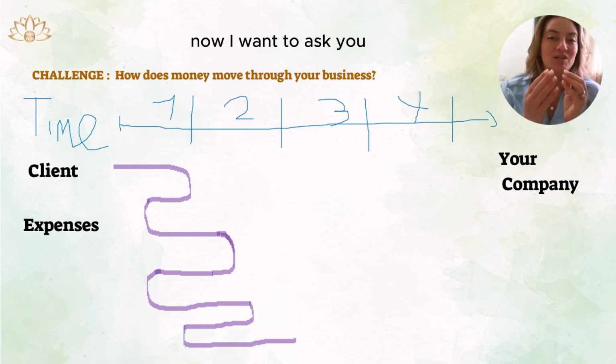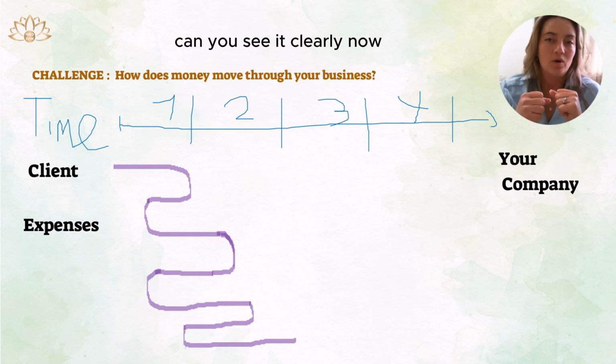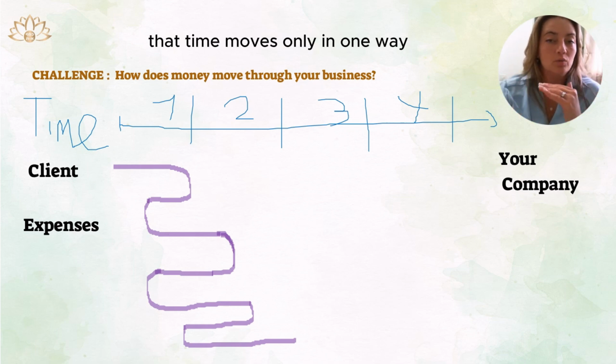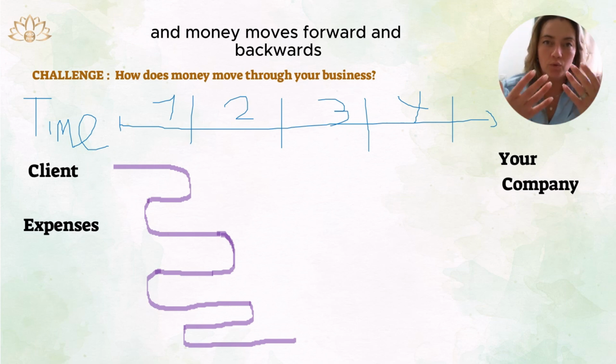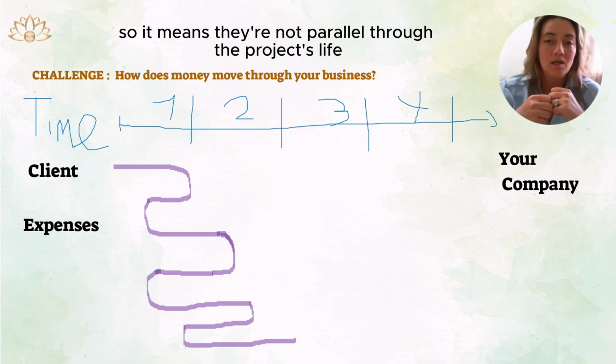Now I want to ask you, can you see it clearly now that time moves only in one way and money moves forward and backward? So it means they're not parallel through the project life.